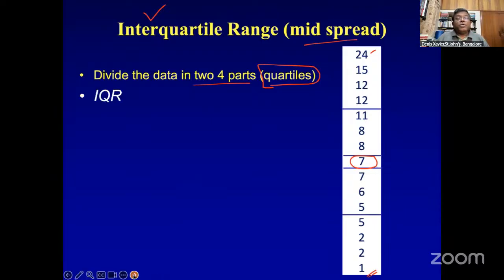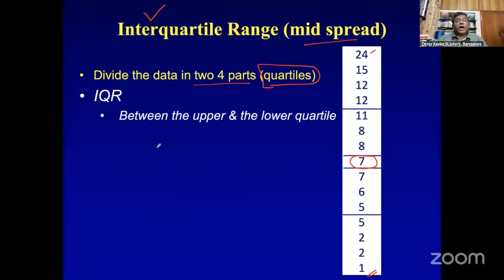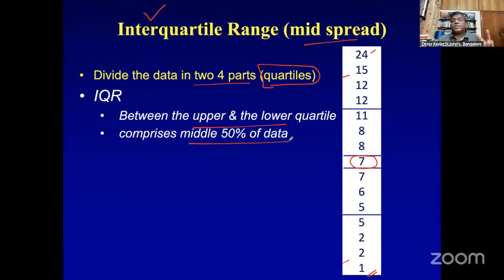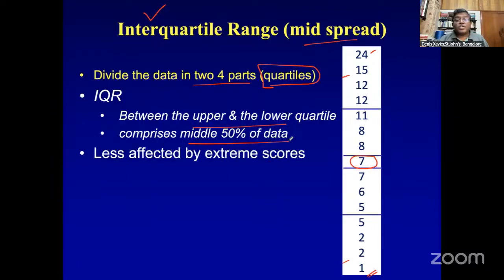So we look at IQR. IQR is between the upper and the lower quartile. This is the upper quartile here, and this is the lower quartile. So it comprises the middle 50% of the data. It doesn't get skewed by, or doesn't vary much by, extraneous values. Less affected by extreme scores.